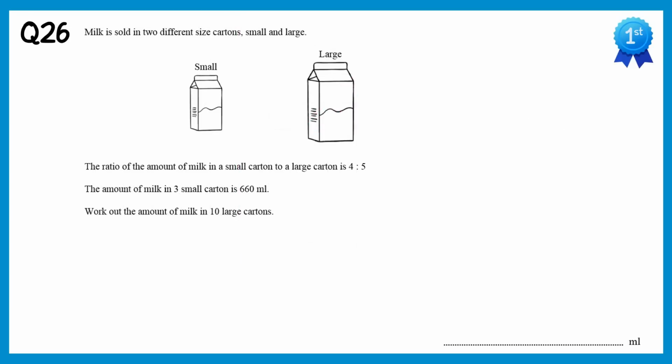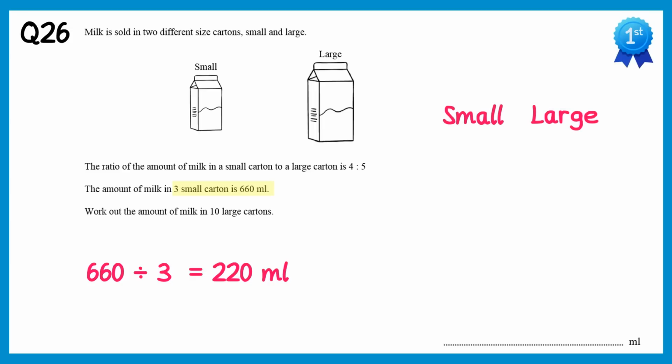In this question, we're told 3 small cartons hold 660 millilitres. So if we do 660 divided by 3, we find out that 1 carton holds 220. We're also told the ratio of the amount in a small to large carton is 4 to 5. Now we know how much was in a small carton, 220.